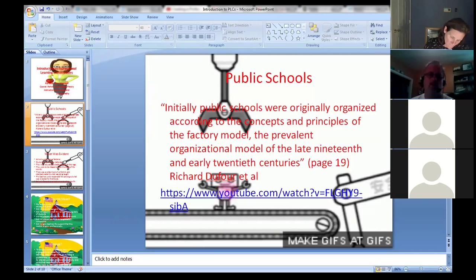What is a PLC? It's an ongoing process. It's a never-ending journey of continuous improvement. It becomes the way we do things around here.